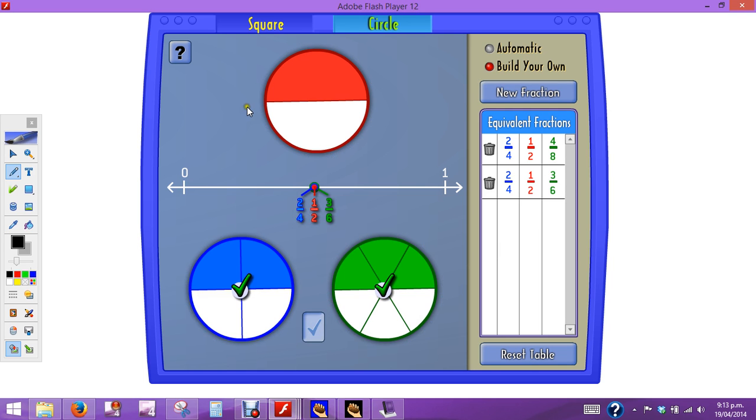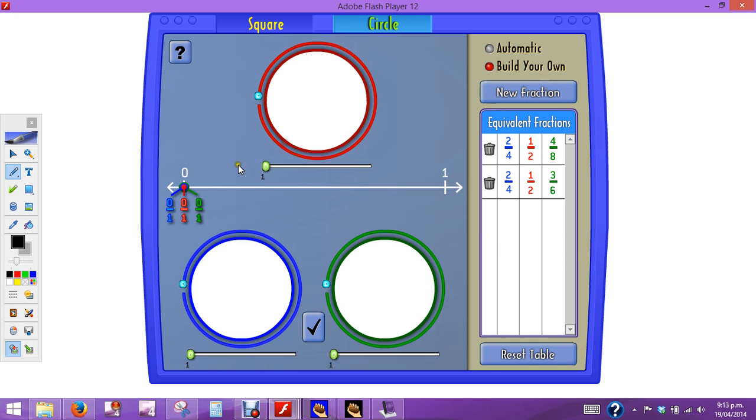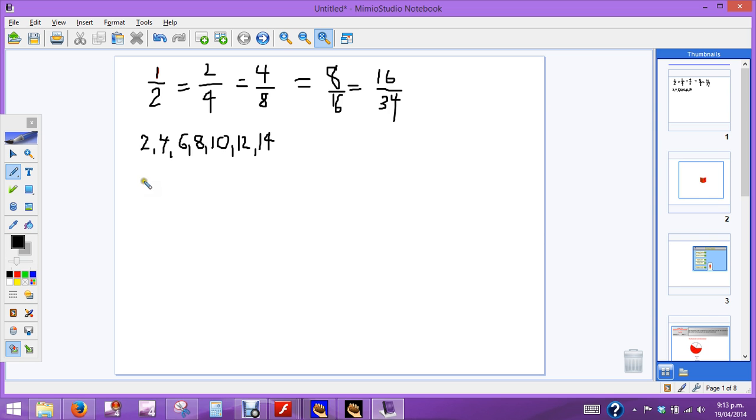If I want to carry on with that pattern, let's do a new one where 1, 2, 3/6. Let's come back this way. 1/2 equals how many quarters equals how many sixths equals how many eighths equals how many, what's next? 2, 4, 6, 8 tenths.